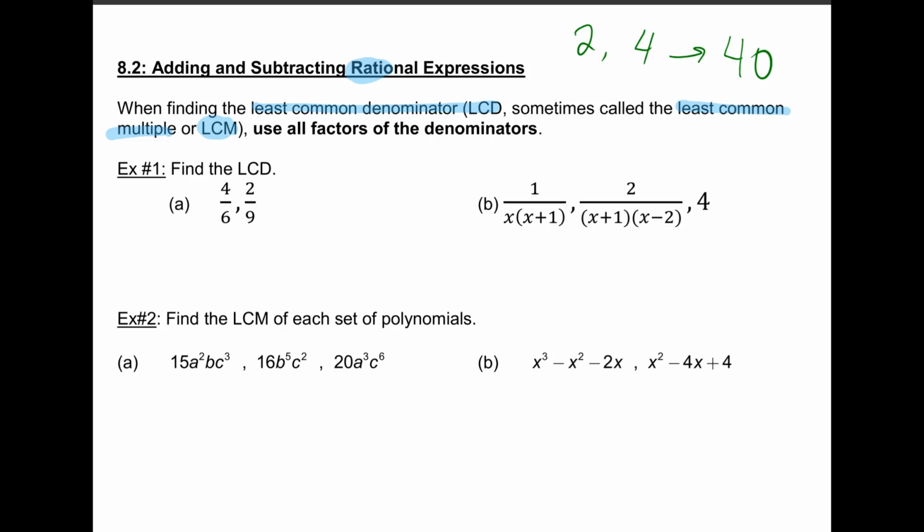Factors are like products. Multiples are like you're multiplying the number. Factoring, you're finding things that multiply to that one number. So the least common factor of 2 and 4 would be 2.